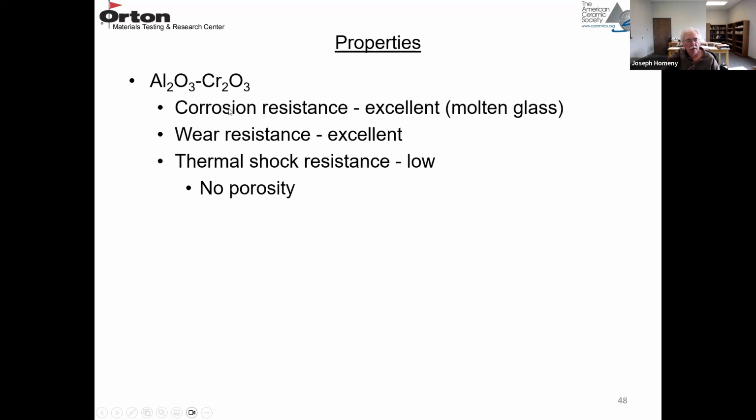Because of the high chrome content, the corrosion resistance is really good, especially in contact with the molten glass. But again, the Cr2O3 discolors the glass as it corrodes. Hard material, excellent wear resistance, but again, low thermal shock.